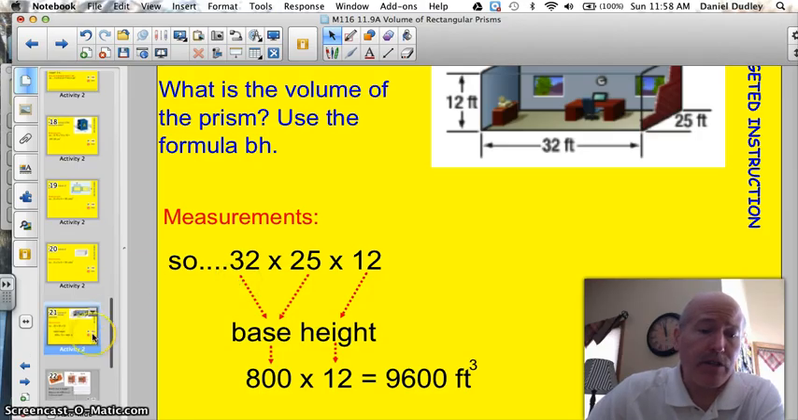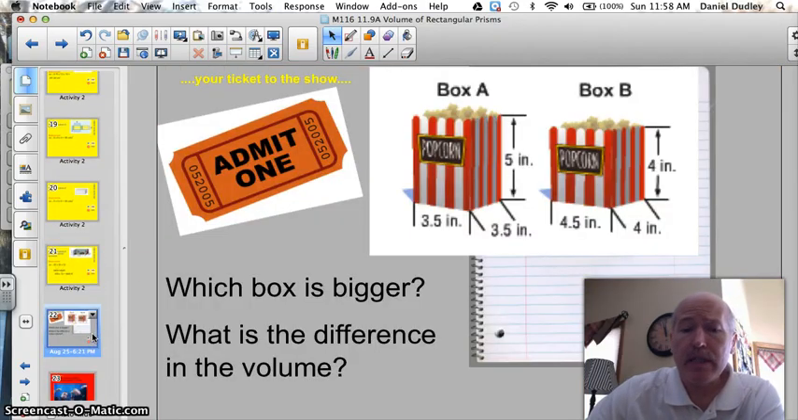All right, here's your ticket to the show. It's kind of an interesting one today. I'm just going to pause it and let you take a look at it. Which box is bigger? What's the difference in the volume? All right. I think you've written down those measurements. If not, you can pause it.